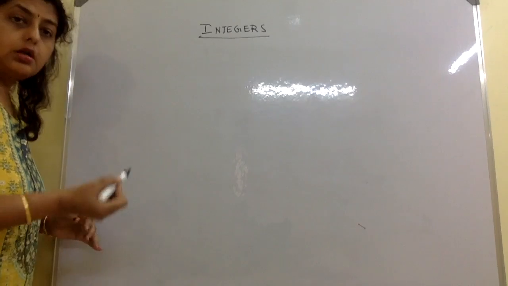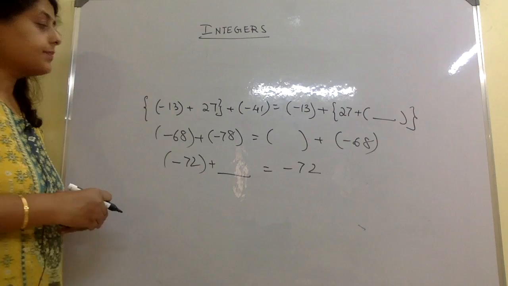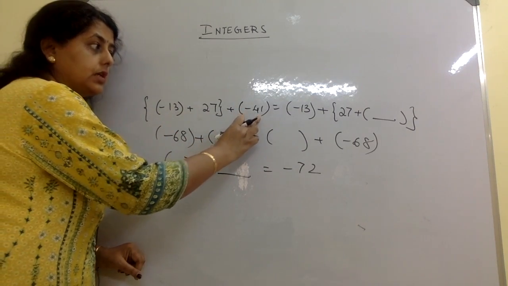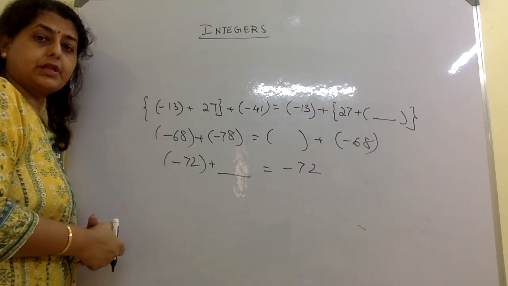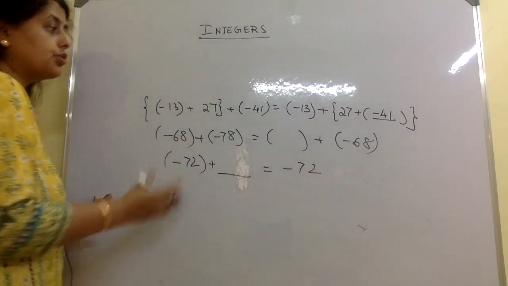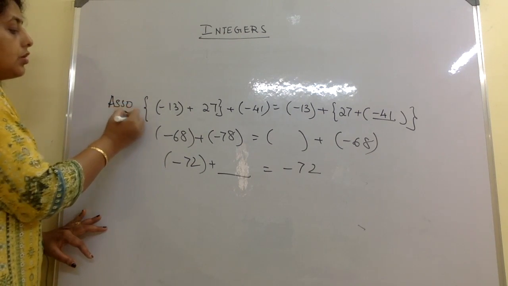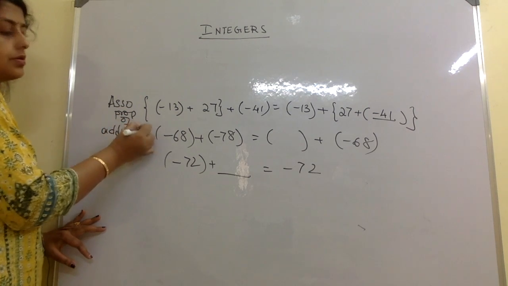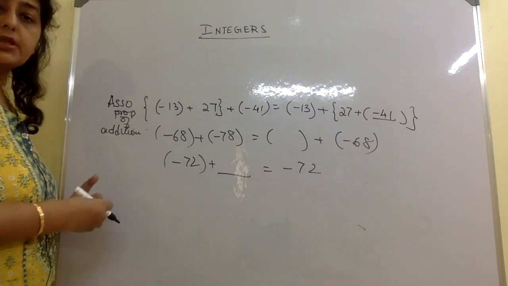Few quick questions from this chapter. So here we have a few sums. Here minus 13 plus 27 and then a minus 41 outside. Minus 13 has come outside and here 27 plus what? So it has to be a minus 41. Now which rule is it following? It is following the associative property of addition. Sometimes they will ask you not only to fill in the blanks, but also to tell which property it is following.